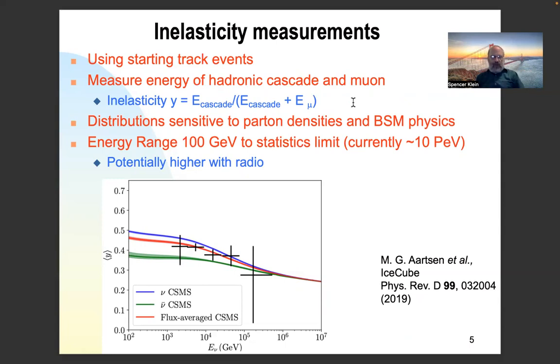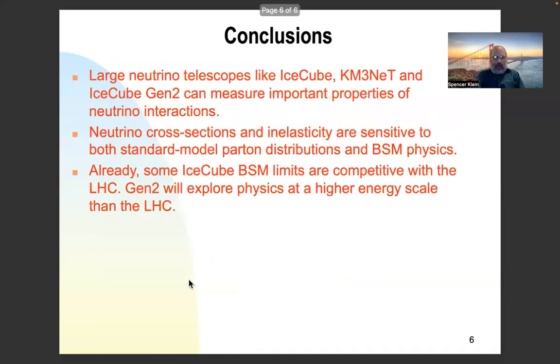The energy range here is currently from about 100 GeV up to the statistics limit, again, about 10 PeV. And potentially much higher with radio, although there are some details to be worked out. This plot here shows the IceCube inelasticity measurements as a function of energy, along with predictions for neutrinos and antineutrinos.